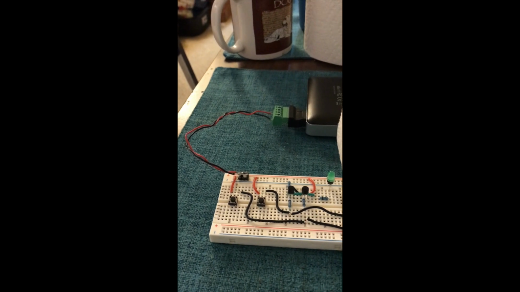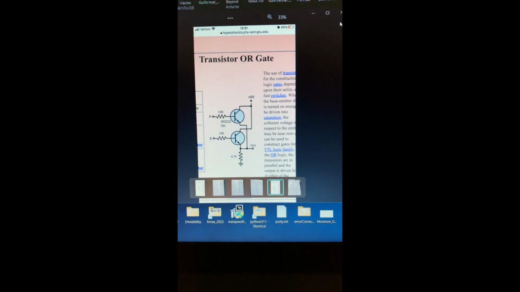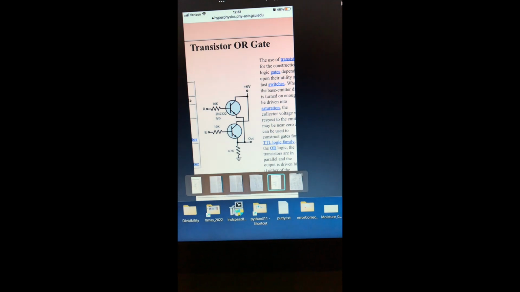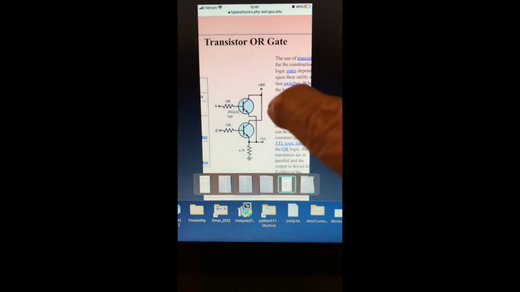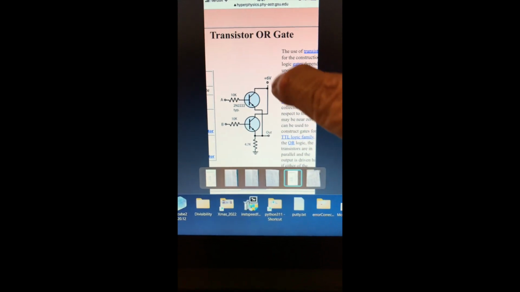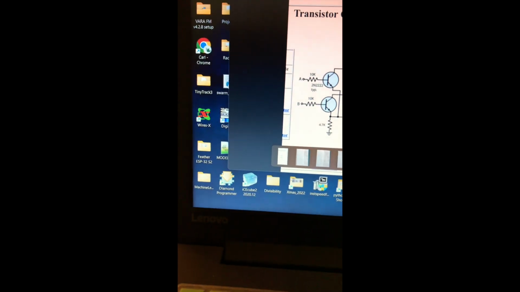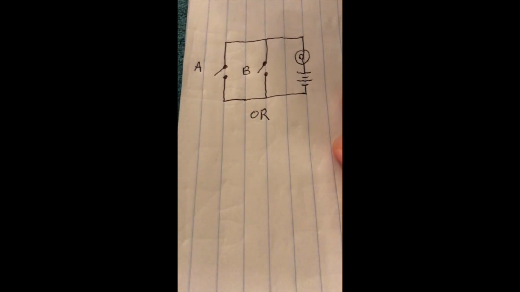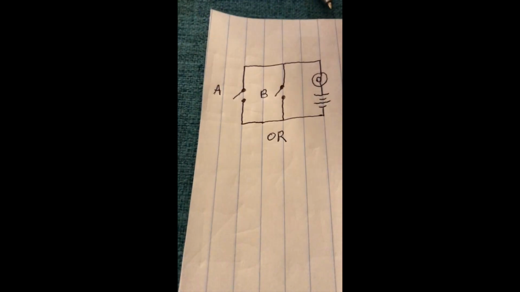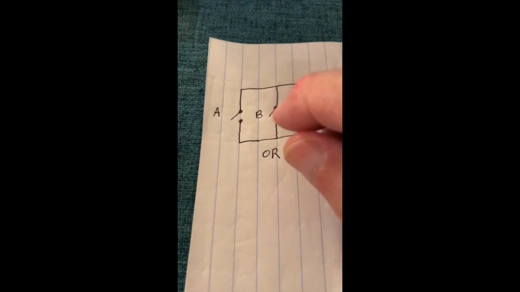We have also a schematic on Hyperphysics of an OR gate, again using 2N2222 transistors, but now they're connected in parallel. So we have the emitter of one connected to the emitter of the other, and the collector of the first one connected to the collector of the second one. And that's the same as having two switches hooked up in parallel. In this case, they're just simple switches instead of transistors, but they do the same thing.